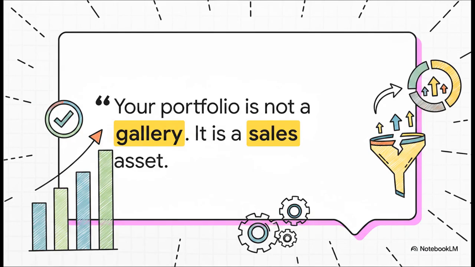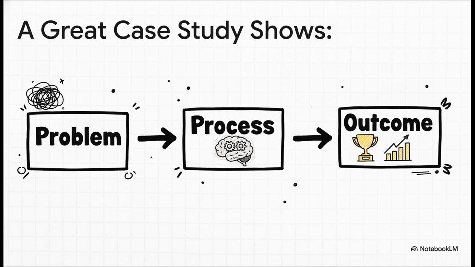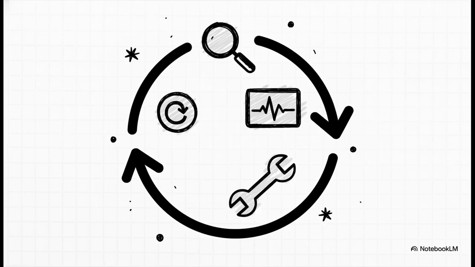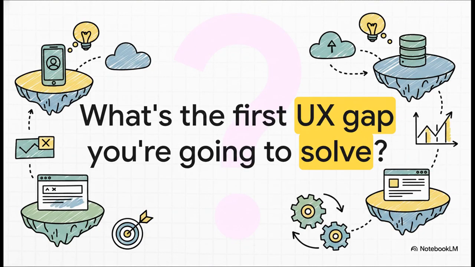This quote just nails it. It's not about making things look pretty, it's about getting results. Exactly. A great case study tells a simple story: problem, process, and the all-important outcome. And remember, this isn't a one-and-done thing. Great UX is all about constant improvement. So now you've got the framework. What's the first gap you're going to go out and solve?